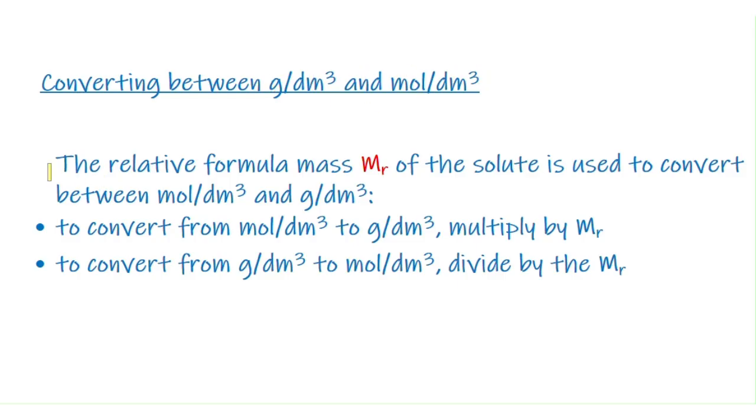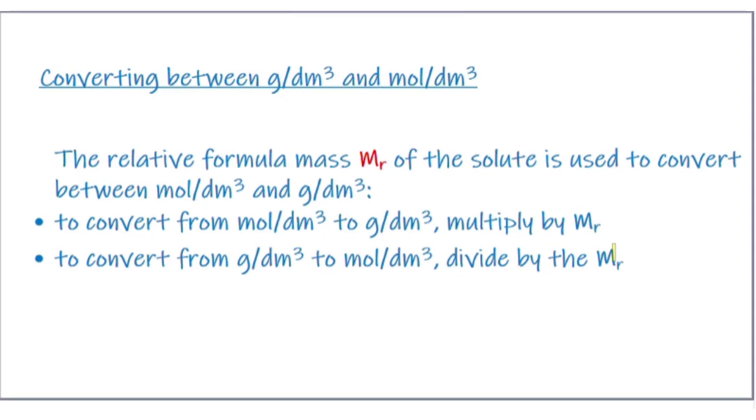One of the things you could well be asked to do in an exam is to convert between grams per decimeters cubed and moles per decimeters cubed. Now, the relative formula mass, Mr, is used in this process when we're converting between moles and grams. To convert from moles per decimeters cubed to grams, we multiply by Mr. And to convert from grams per decimeter cubed to moles per decimeter cubed, we divide by the Mr. So convert moles to grams, multiply. Moles, multiply. Remember that.